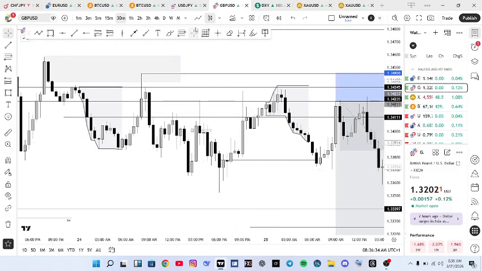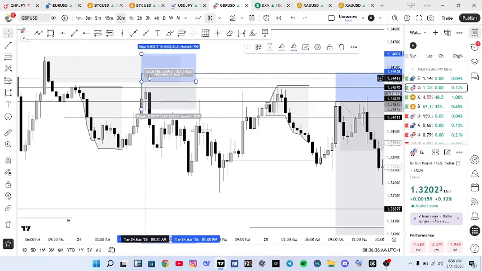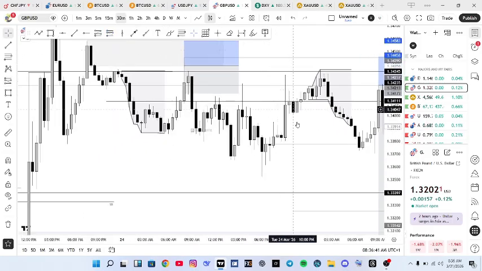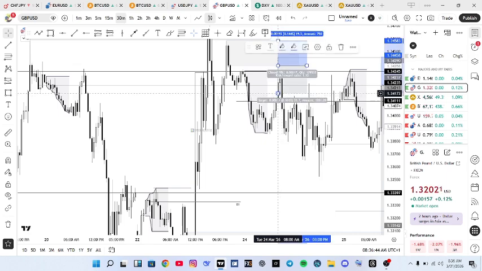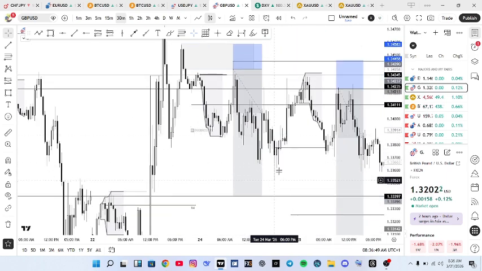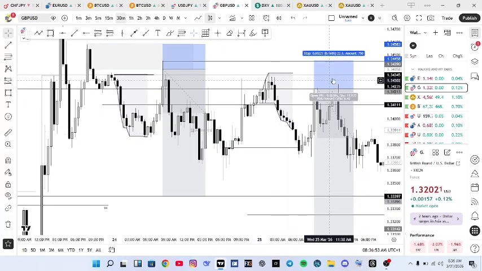Price came back to my entry. I think I was selling from this zone here. My stop loss was around here. I think I was using a 20 pip stop loss that day. My target was actually just this place. Price made this retracement and came back to around this zone. Now, why did I take this sell?